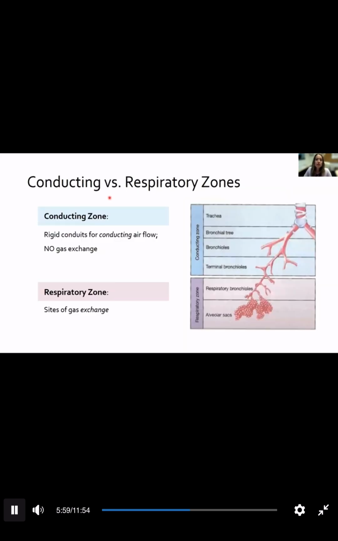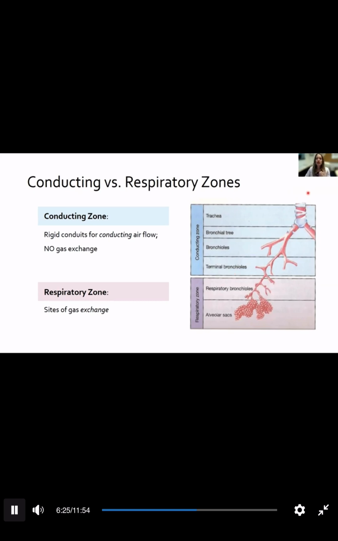So there are two different zones that the respiratory system is broken into, and this is restricted to the lungs themselves, all right? So you have a right and a left lung. When you take in air, you're taking that in at the conducting zone. This is the trachea, the bronchial tree, the bronchioles, and the terminal bronchioles.